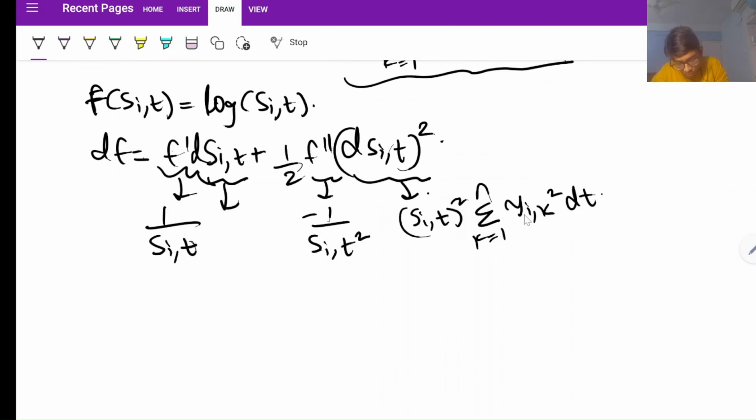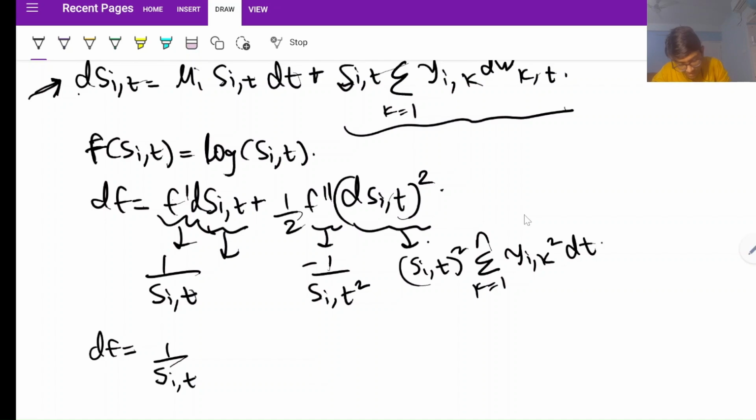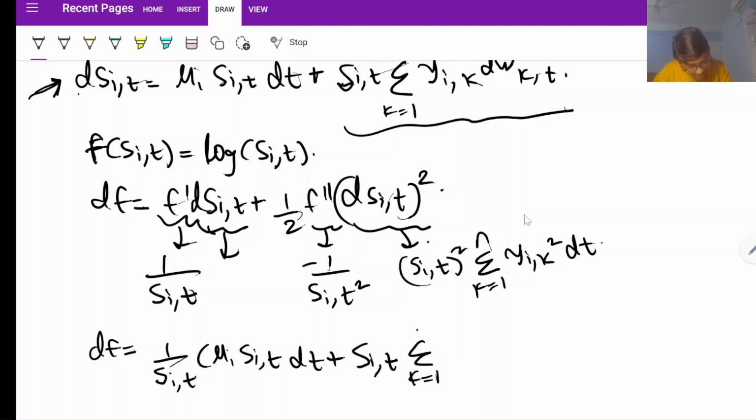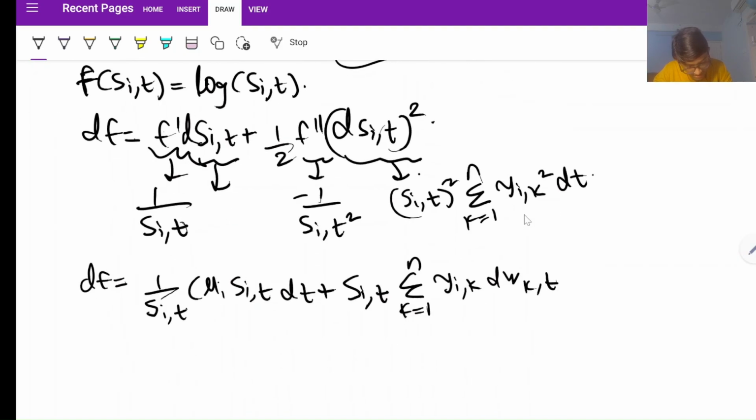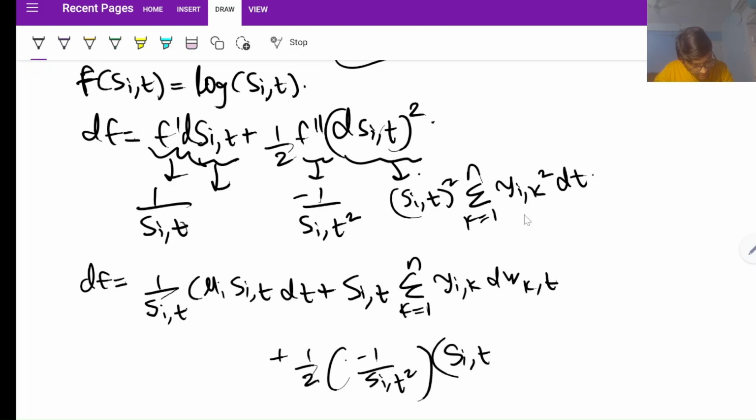And so one could now easily write the expression for df, which is going to be 1 over S_{i,t} times dS_{i,t}, which is what we have over here: mu_i S_{i,t} dt plus S_{i,t} summation k equals 1 till n gamma_{i,k} dW_{k,t}, plus this second term here, which is half of minus 1 over S_{i,t} square times S_{i,t} square, the summation from k equals 1 till n gamma_{i,k} square times dt.